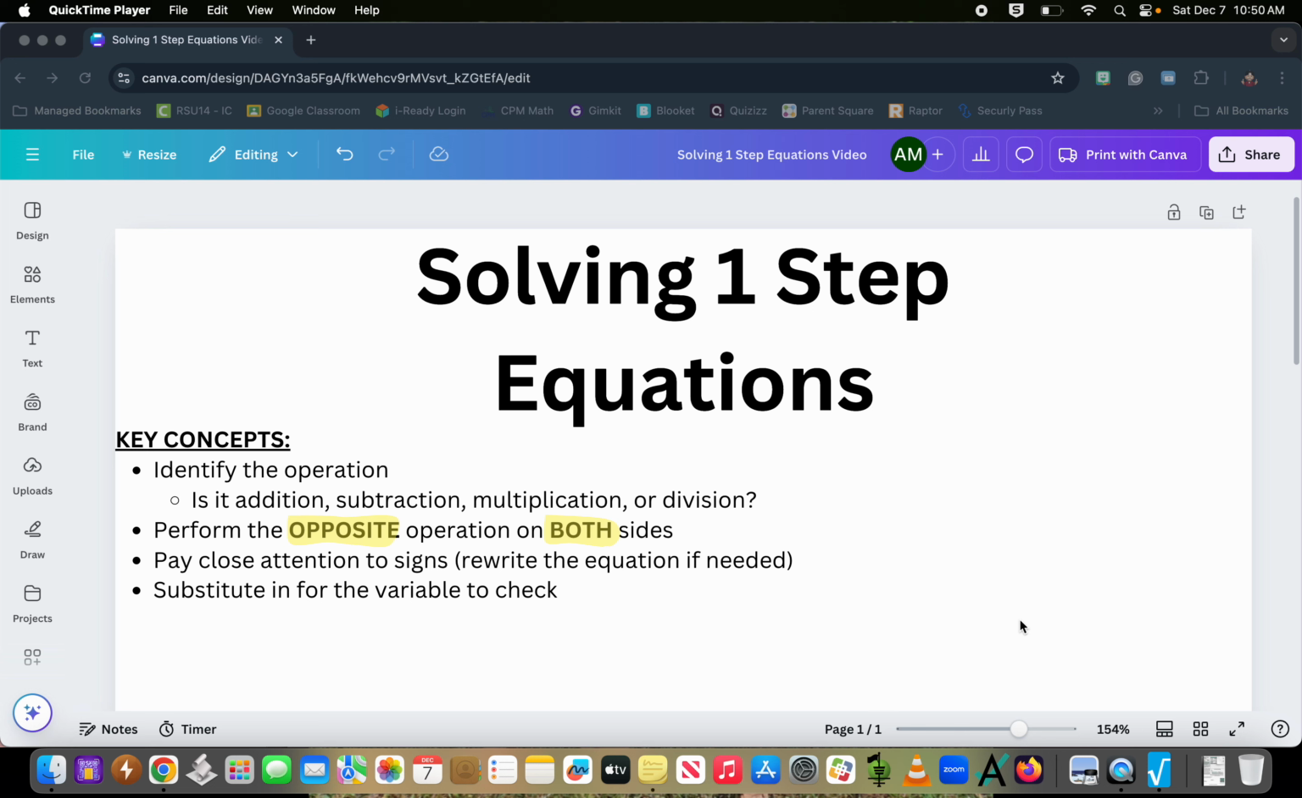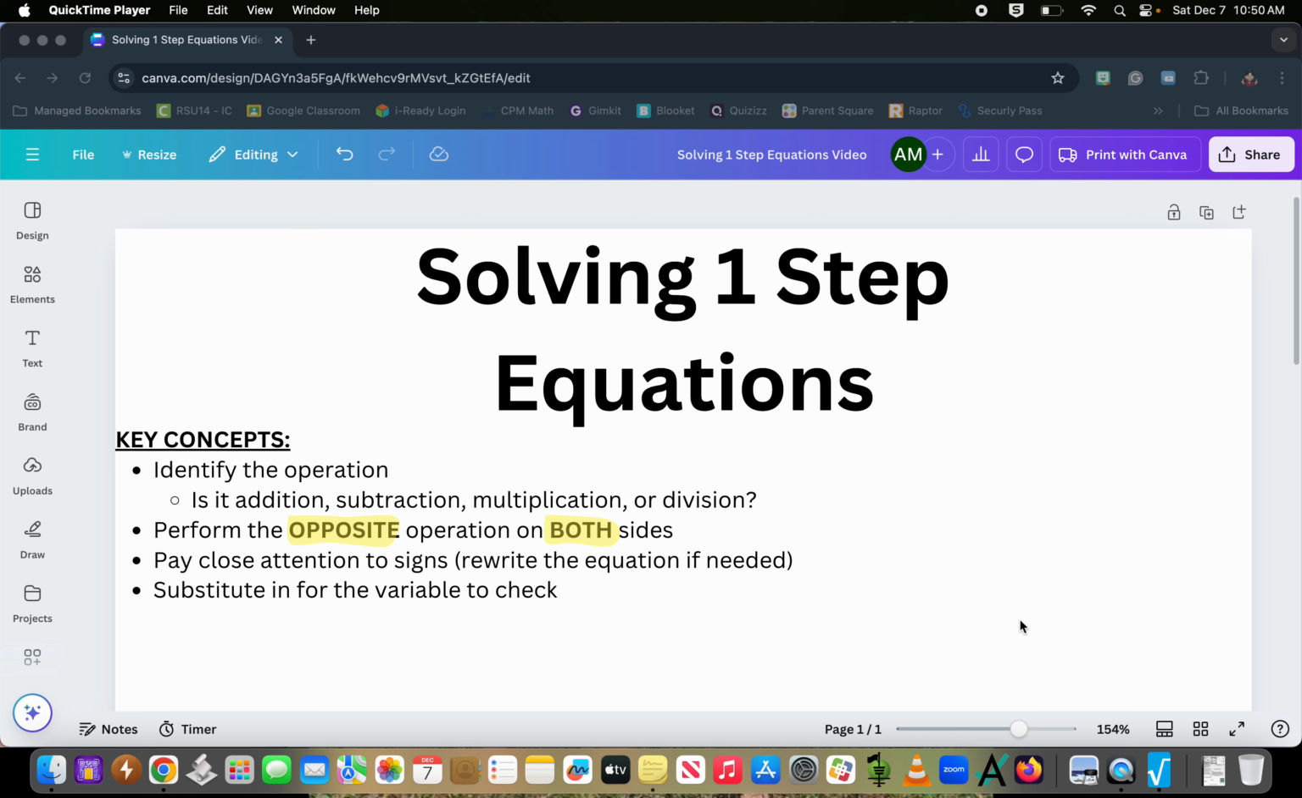Okay, so today's video we're going to go through how to solve one-step equations. Some key concepts for solving one-step equations. First, you want to identify the operation being asked, meaning are we adding, subtracting, multiplying, or dividing? Once you do that, then you're going to perform the opposite operation to both sides. We need to make sure we pay close attention to the signs and then rewrite the equation if needed.